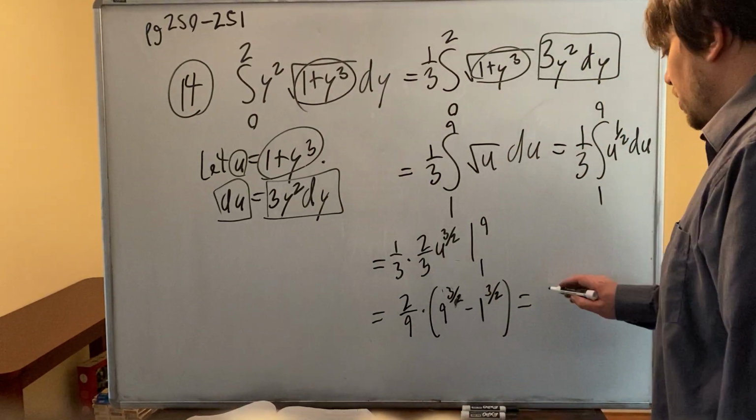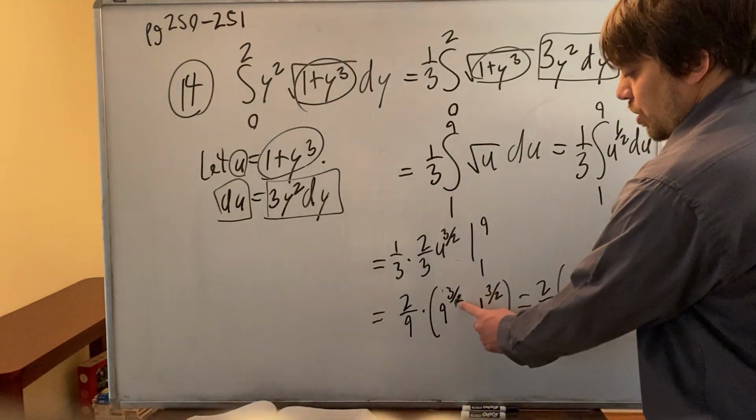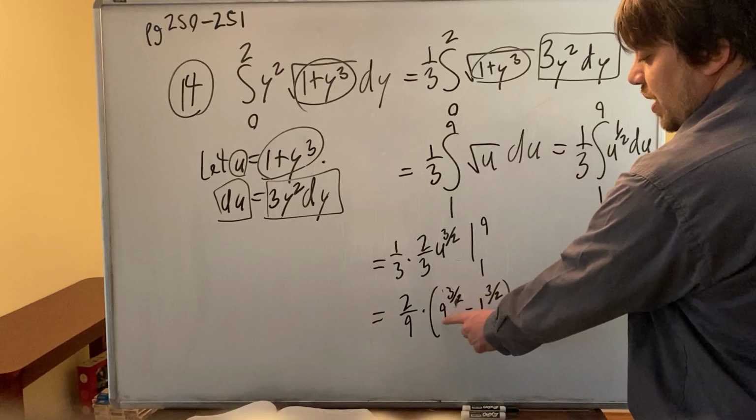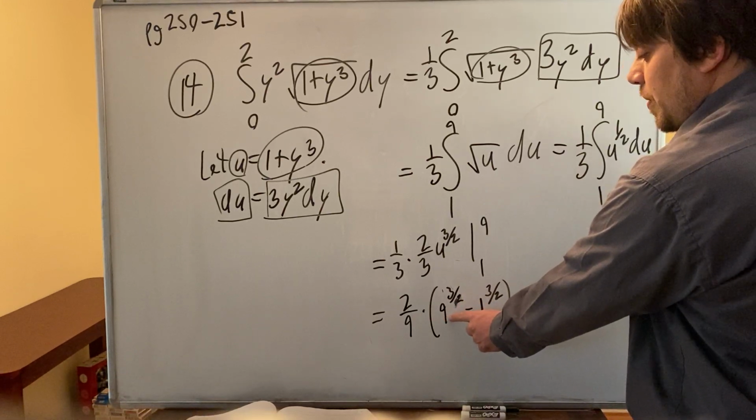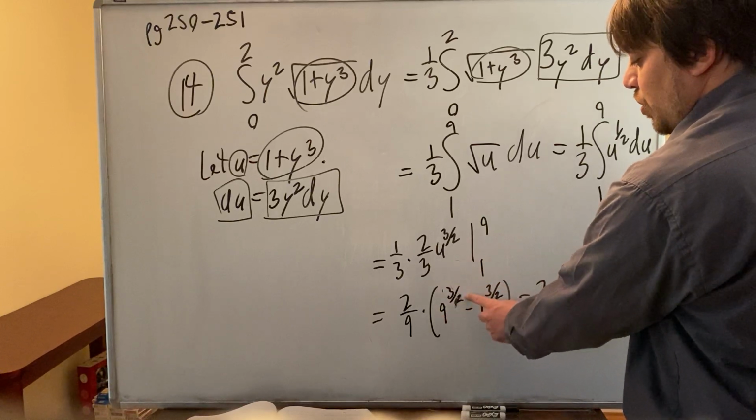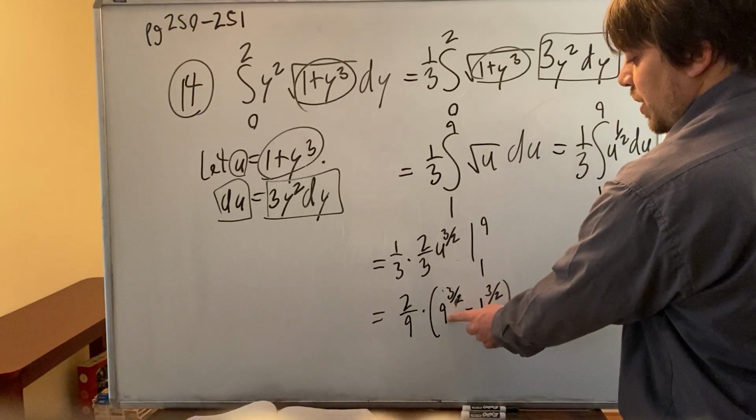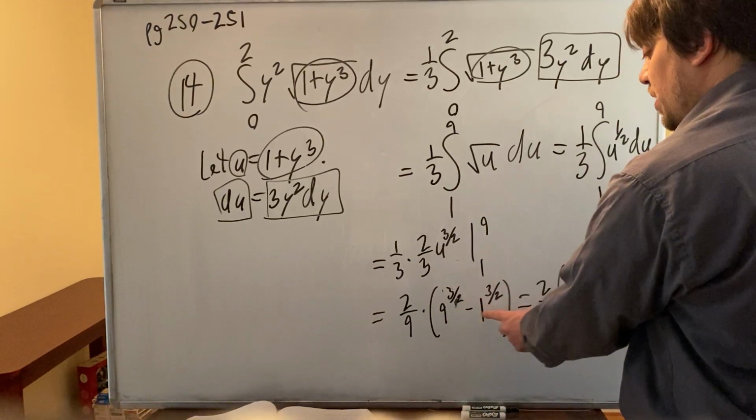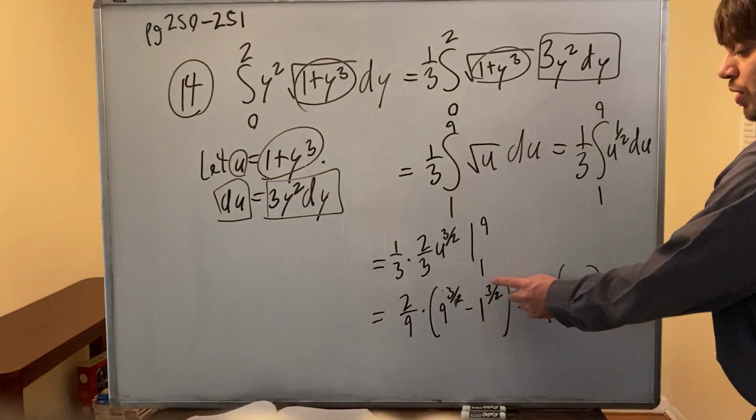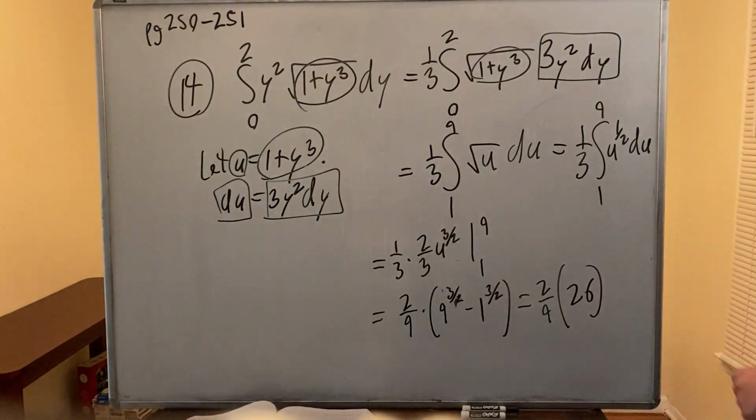Okay, and so this is equal to 2/9 times 9 to the 3/2, which is, the 2 in the denominator means take the second root of that, the square root of 9, which is 3. And then this 3 in the numerator means cube it. So the square root is for the 2, cubing is for the 3. So the square root of 9 is 3. 3 cubed is 27. The square root of 1 is 1. 1 cubed is 1. So 1 to the 3/2 is 1. So you get 27 minus 1 is 26.